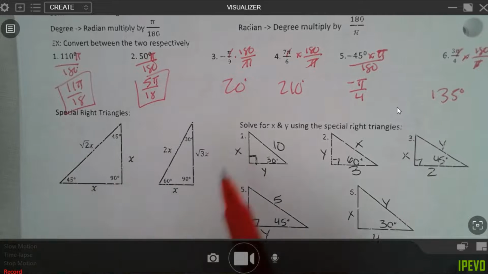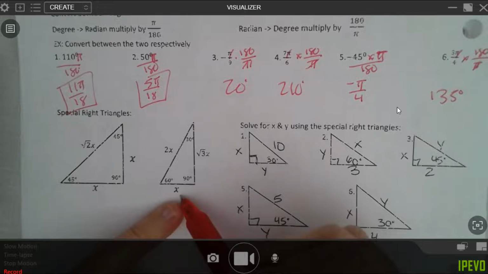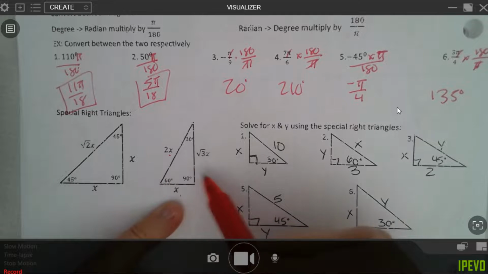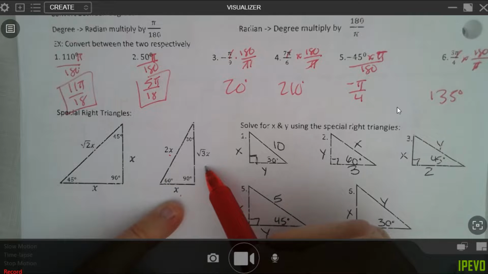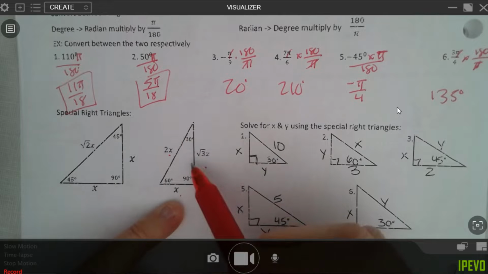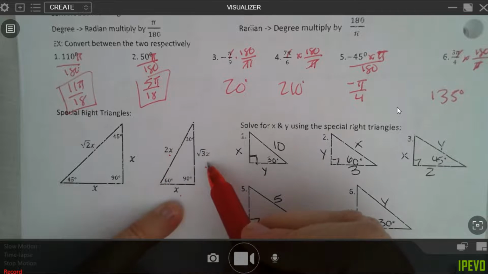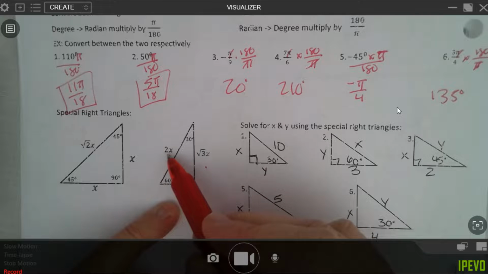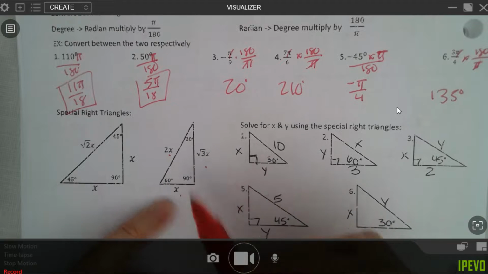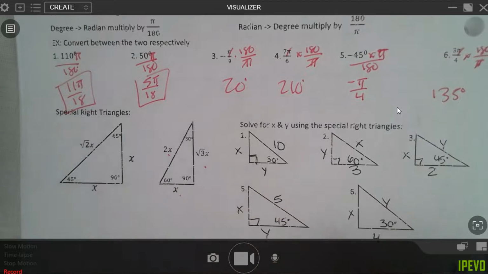That pattern always works. So across from your 30 here is called your x. That's double it. And this is your x radical 3. This is the triangle I used yesterday. So if this is like 4, that's 8. This is 4 radical 3. 9, 18, 9 radical 3. So that pattern works every time.